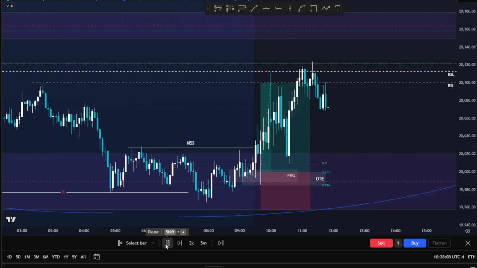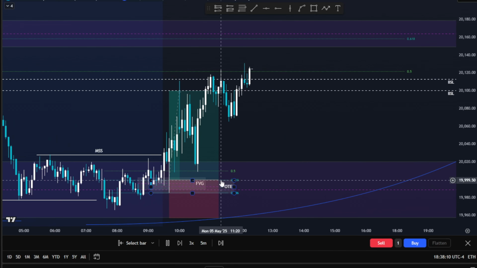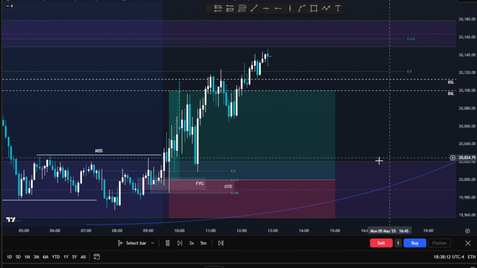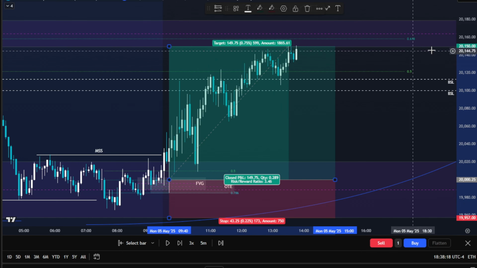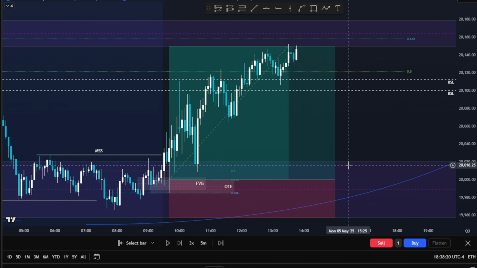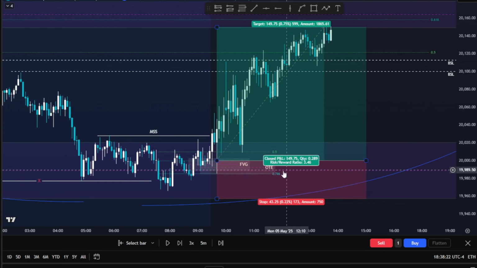First PT hit. It hasn't tapped into, there you go. So this will be your final target on this candle. So here it's pretty straightforward on this.